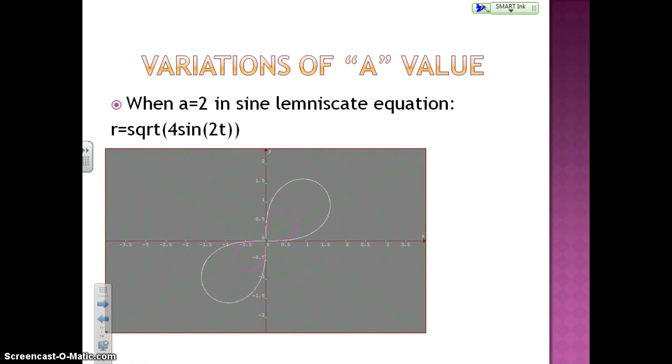So here we have the variations of the a value in the sine function. Again, it does the same thing. It increases the maximum distance from the origin. Again, you can see that's 4 because of the original equation, a squared sine 2 theta, except in here we had to use t for the Graphmatica.